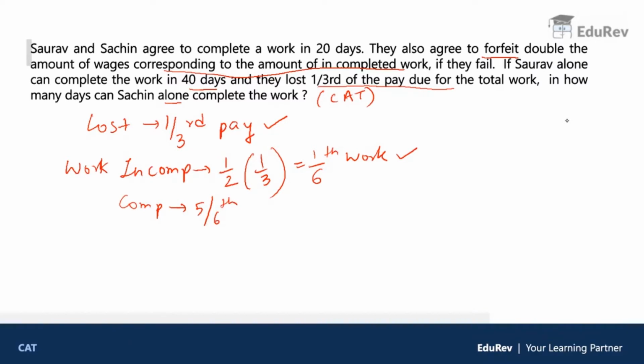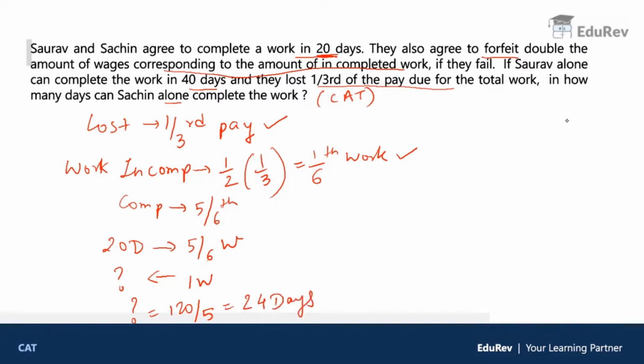Now they agreed to complete the work in 20 days. But can I say in 20 days they did 5/6 of the work. Complete करना था work को, but in 20 days they did only 5/6 of the work. तो complete work करने को कितना टाइम लगेगा? So complete work in this case is one work. One work will take how much time? So that will take 120 upon 5 because 20 into 6 is 120 upon 5. So that is 24 days. So these guys were supposed to complete it in 20 days, but they took 24 days to complete the work.